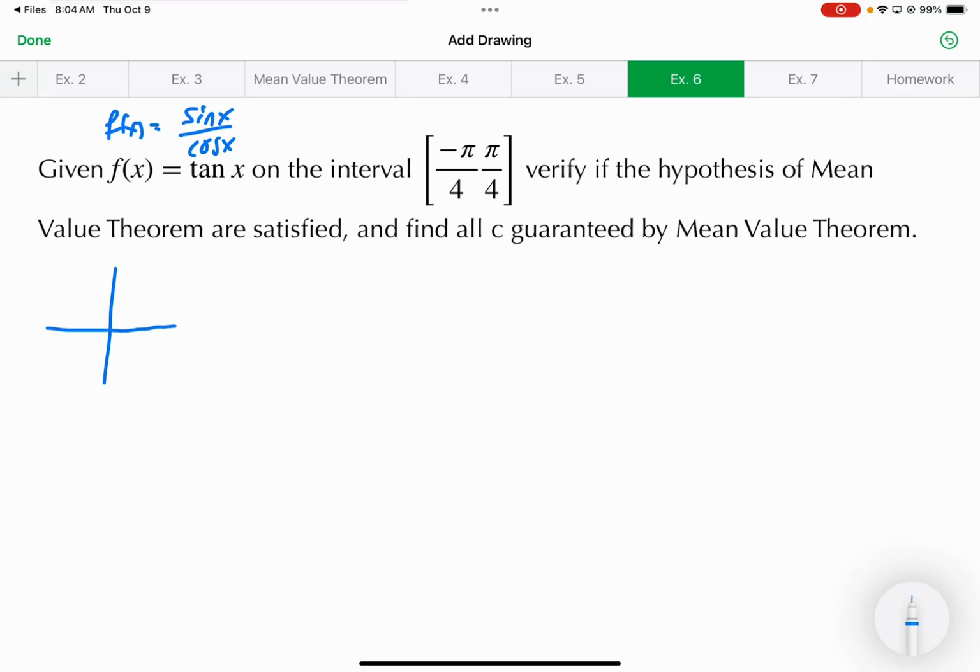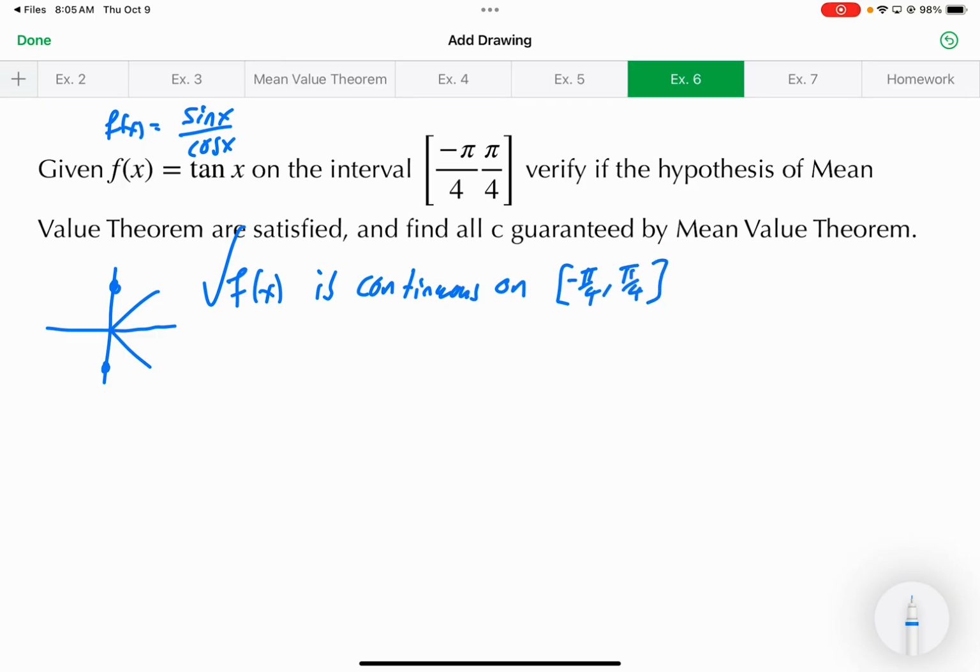She's right, though. Where do my discontinuities happen for cosine? Or where do the zeros happen, I should say? Not at 0. Pi over 2 and 3 pi over 2, right? So those happen here, but my interval is only from negative pi over 4 to pi over 4, so I'm good. I have no discontinuities on that interval. So because of that, f of x is continuous on the closed interval from negative pi over 4 to pi over 4.